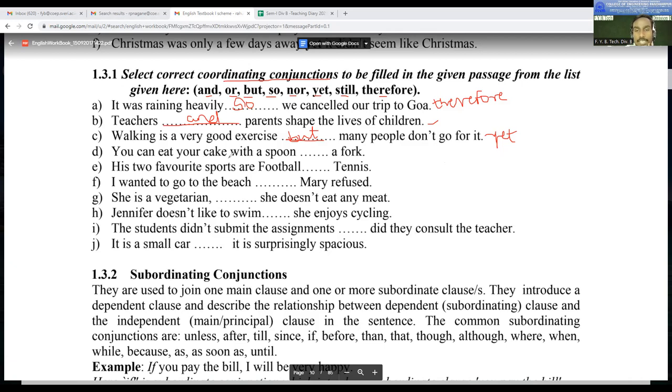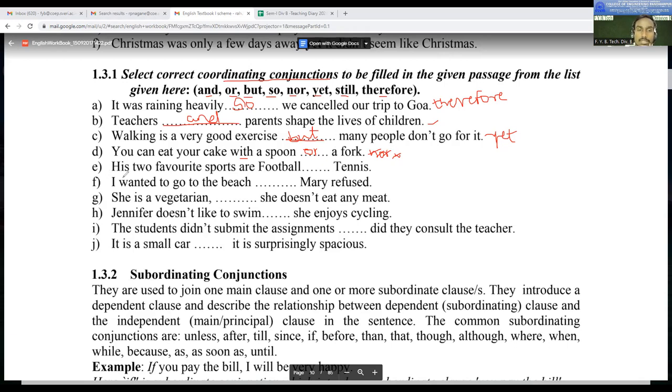You can eat your cake with a spoon, dash, a fork. Nor. Nor. It should be or, not nor. If you're using nor, not with, because the word with is missing. If you're using nor, you're going to say nor with a fork. So with is required. Nor a fork is not meaningful. Okay. So or.